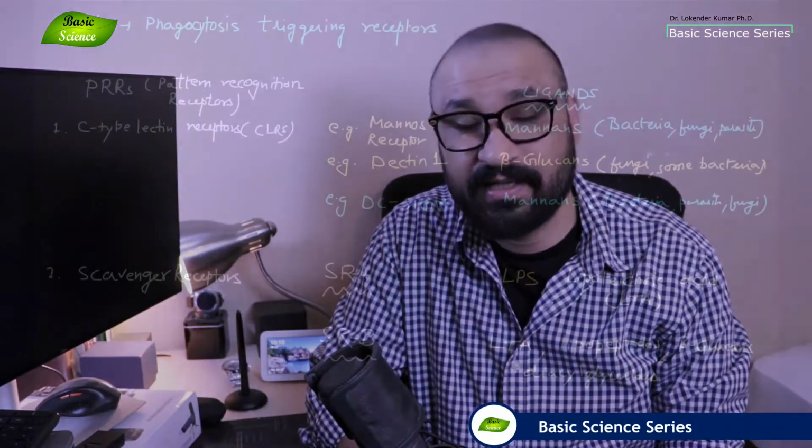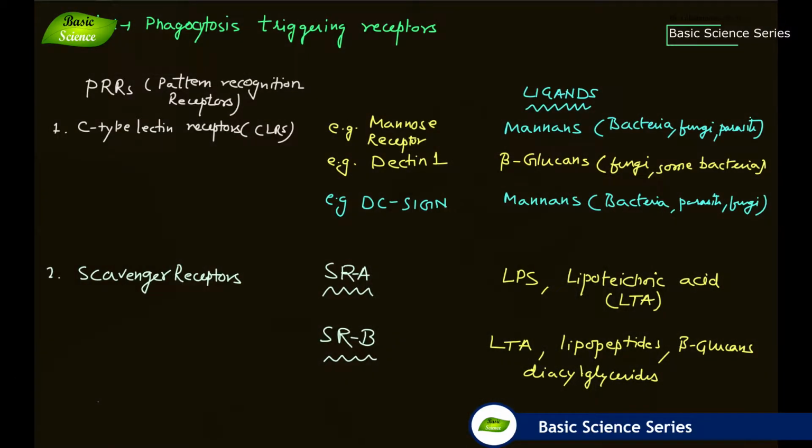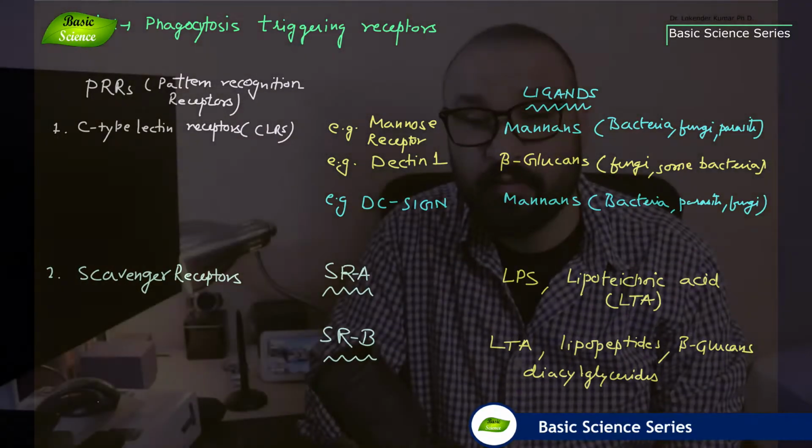In this video, we're going to discuss the pattern recognition receptors that are involved in phagocytosis. We're going to discuss examples such as C-type lectin receptors and Scavenger receptors. In more detail, we can also discuss the ligands that are used for these receptors.